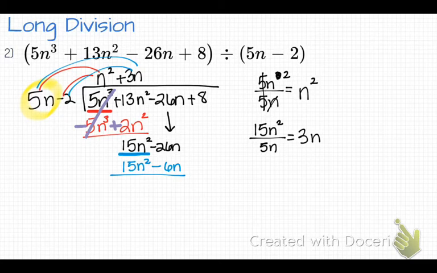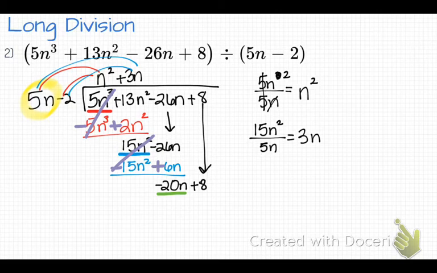What do I do now? Subtract, which means I change all the signs. So 15n squared minus 15n squared is 0. And what is negative 26 plus 6n? Negative 20n. Now what do I do? Perfect. Bring down the 8. Now what's my first term?